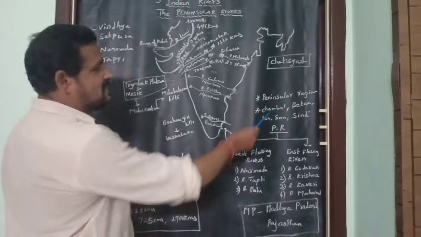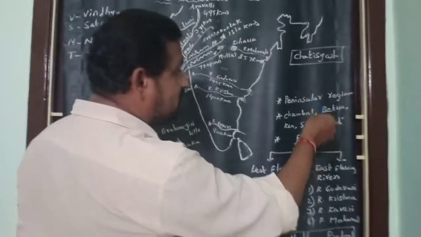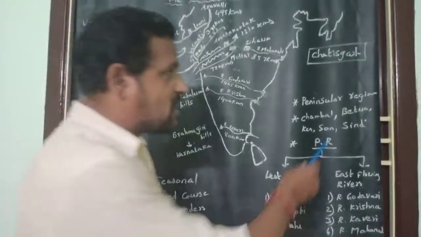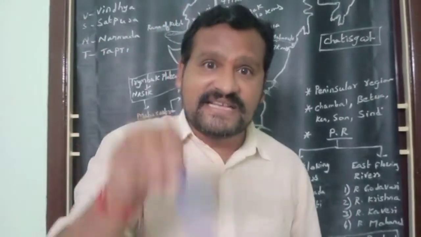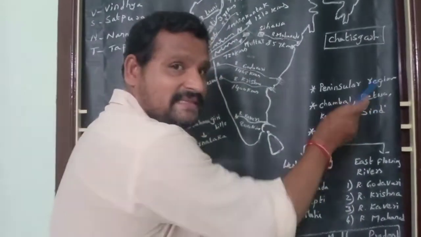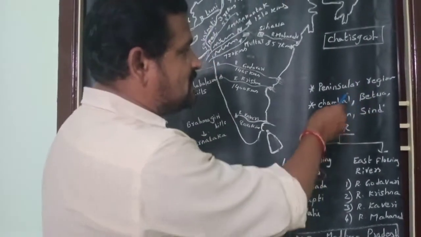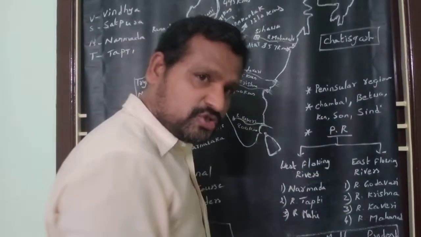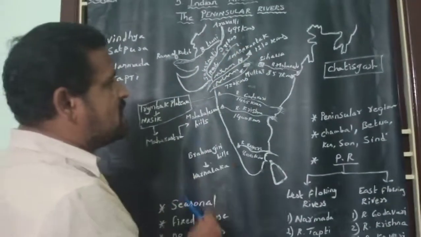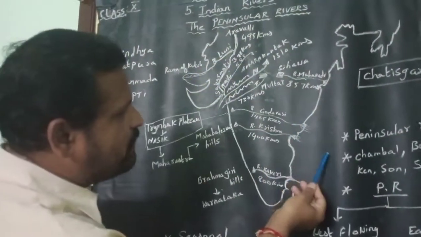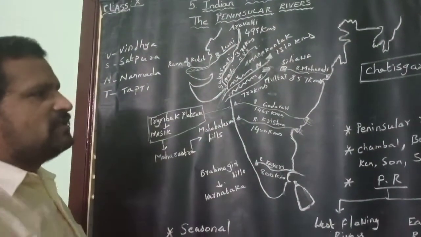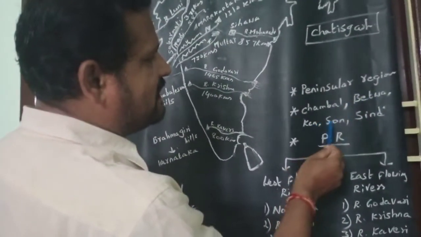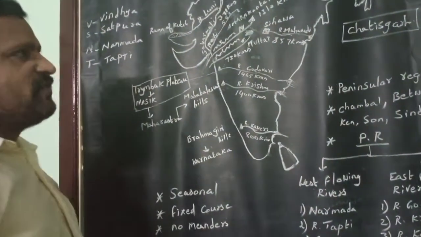These rivers are called east flowing rivers. Some rivers like Chambal, Betwa, Ken, San, Sindh are also called peninsular rivers. Children, don't confuse: Sindh is different from Sindhu. The other name of river Indus is Sindhu. Sindh is a peninsular river. They are also in the peninsular region. They discharge neither in the Arabian Sea nor the Bay of Bengal. They flow towards the north and join the big river Ganga. So Chambal, Betwa, Ken, San, Sindh are called north flowing tributaries of river Ganga.